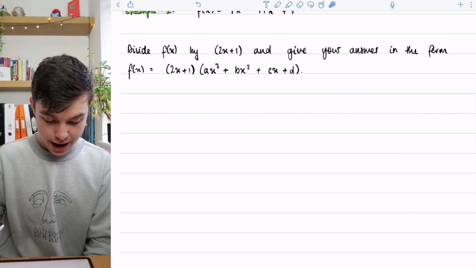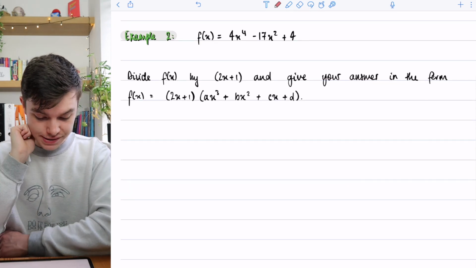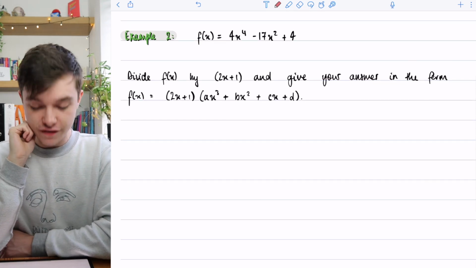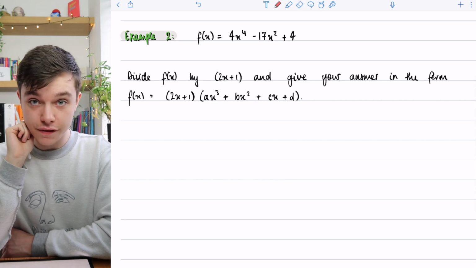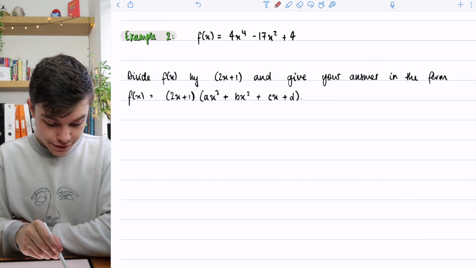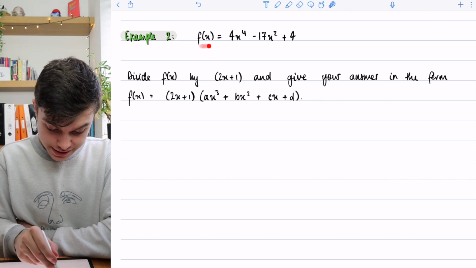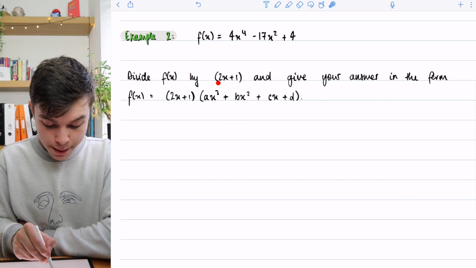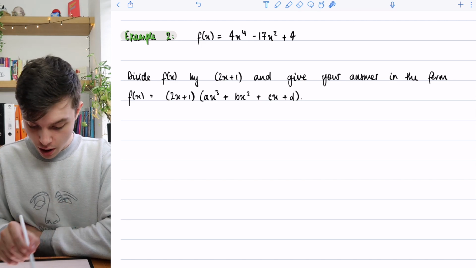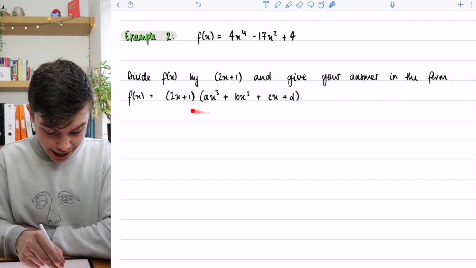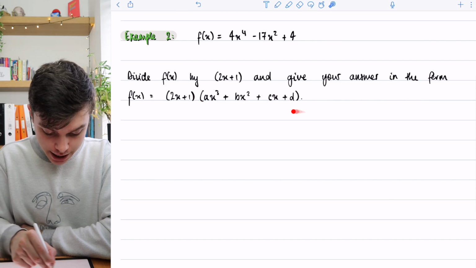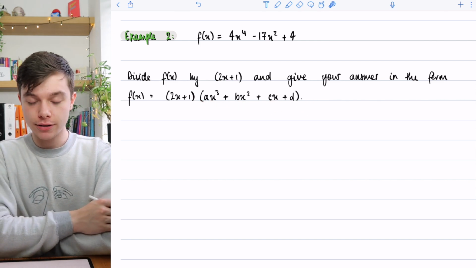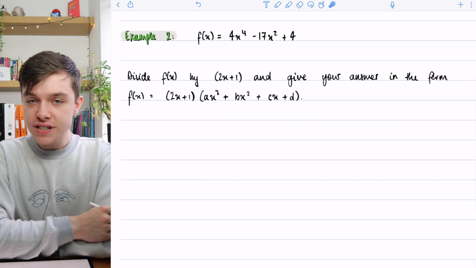Okay, let's have a look at another example. It says f of x is equal to 4x to the 4 minus 17x squared plus 4. We want to divide f of x, remember, this is what f of x is, by 2x plus 1. And we want to give our answer in the form 2x plus 1 multiplied by some cubic. Okay, so pause and have a go.